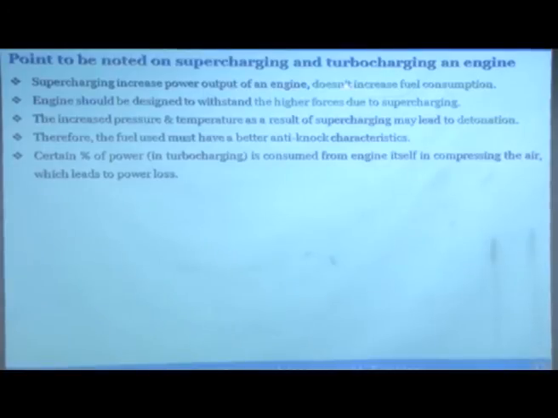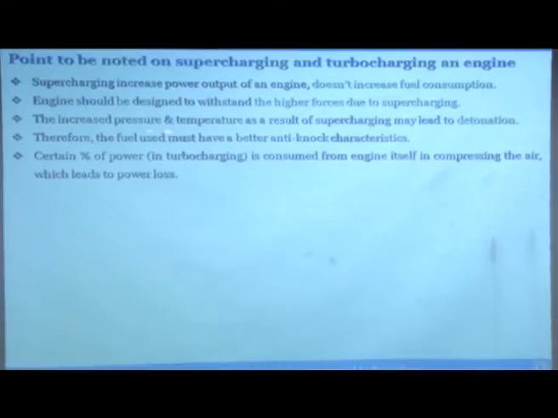So, please note the following points for supercharging and turbocharging of engines. Supercharging increases the power output of the engine definitely, but it does not increase the fuel consumption. It is more efficient than naturally aspirated. The engine should be designed to withstand the higher forces due to supercharging. If you take a naturally aspirated engine, you cannot take the full advantage of turbocharging and supercharging, because it is not designed to withstand high forces.